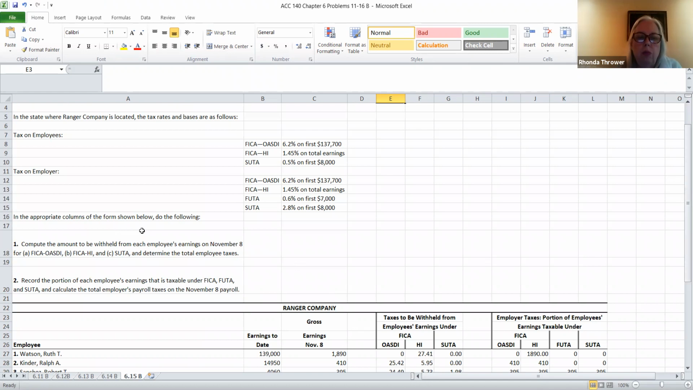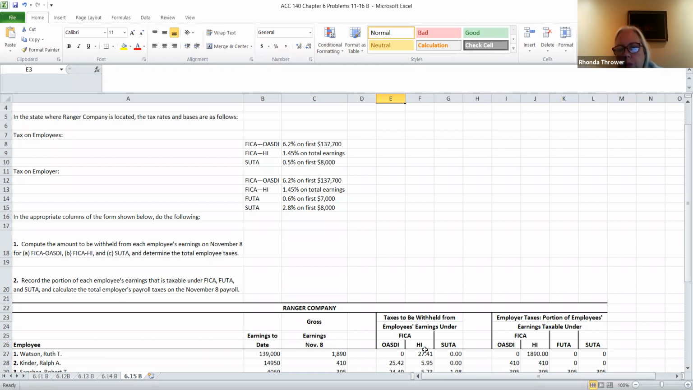In the appropriate columns of the form shown below, do the following. Compute the amount to be withheld from each employee's earnings on November the 8th for FICA, OASDI, FICA, HI, and SUTA. They've got it in a table form right here. These are the taxes that are going to be withheld from the employees for OASDI, HI, and SUTA. These are the earnings to date for each one of the employees. They've given you that information, and they've given you the gross earnings as of November the 8th.